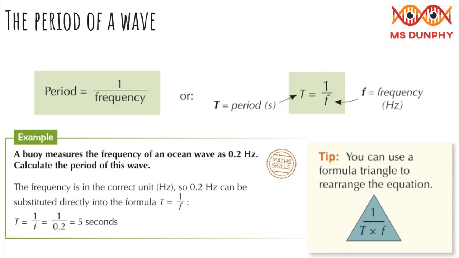An example is included here. A boy measures the frequency of an ocean wave as 0.2 hertz. Calculate the period of this wave. So the frequency is in the correct units of hertz. It can be substituted directly into the formula: 1 divided by 0.2. The period for this wave is 5 seconds.